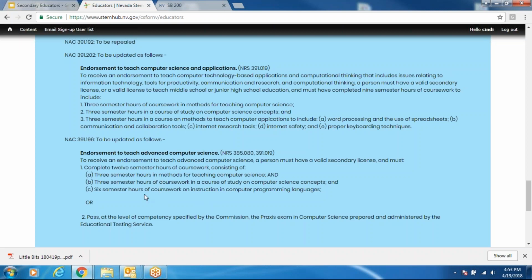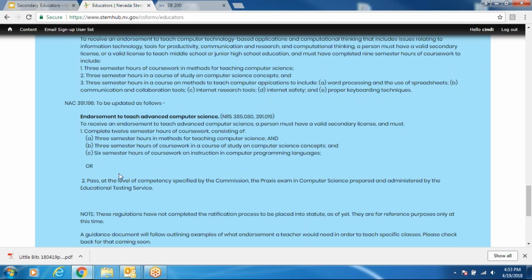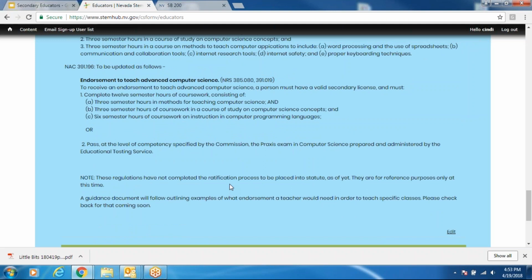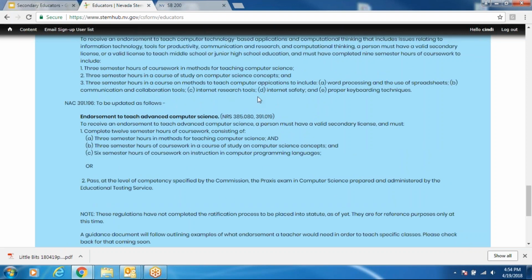So adding to those 2 courses, you would need 6 semester hours, so 2 more courses on instructing in computer programming languages. Or the option that was added is that you can take and successfully pass the Praxis exam in computer science, and then you don't need to take these 12 semester hours at all, as long as you pass that. All right, so these are in the process of ratification. Like I said, the COPS meeting, they approved it to move forward. That commission did, and so these are for reference purposes only at this point as they go through the regulatory phase. But I think you'll see that they're in alignment.